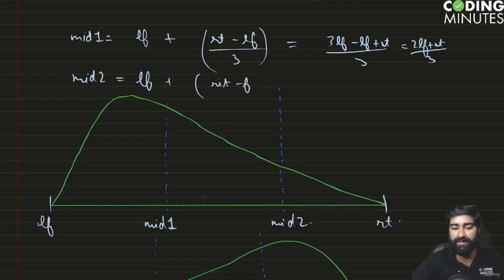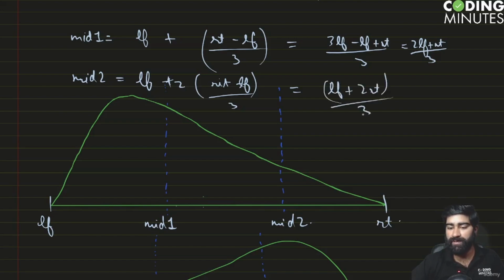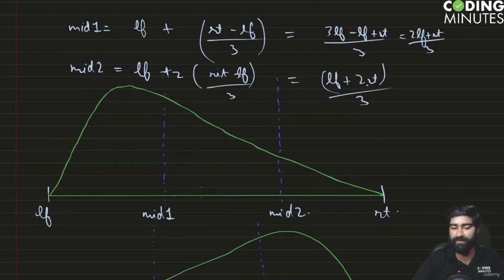(right minus left) by 3 into 2, right? So we are adding two partitions after left. So this will give you (left plus 2 right) by 3, right? So earlier what we had is (2 left plus right) by 3. Now we have (left plus 2 right) by 3. This is normal mathematics, and I'm dividing a range into three different parts.